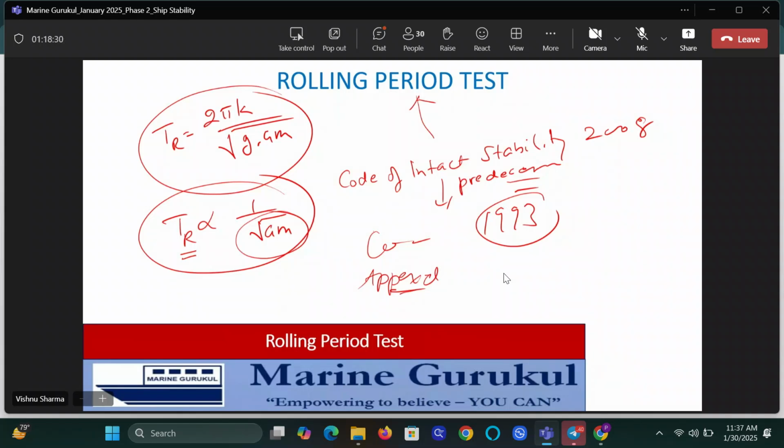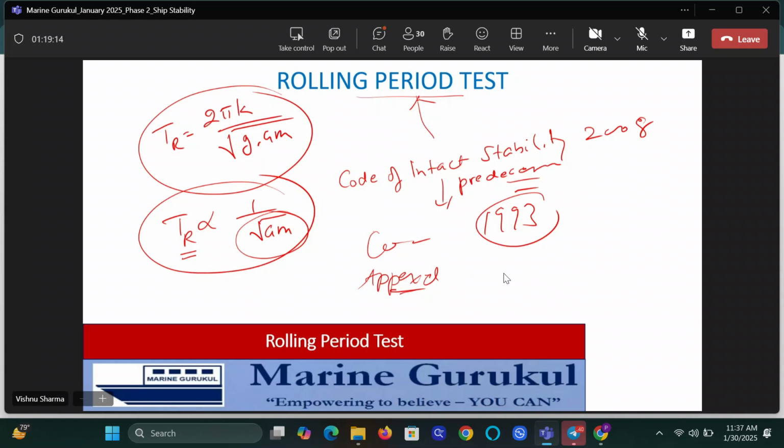Now you'll say, sir, why are you taking it from 1993 and not 2008? In the 2008 Code of Intact Stability, there is no mention of the rolling period test. Why not? As I told you, the objective of this test was to help the masters of small ships, and they suggested that 70 meters be the capping limit. They wanted the masters of small ships to use this to evaluate their stability in a simplified way. Why? Because they would have doubted the competence of those skippers to actually calculate stability. So they said, okay, let's give them an easier way.